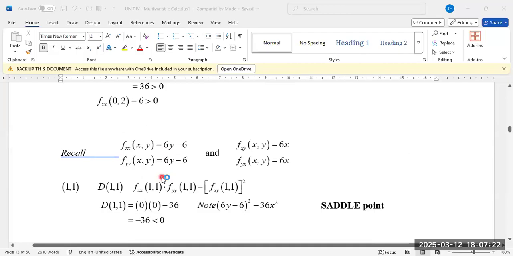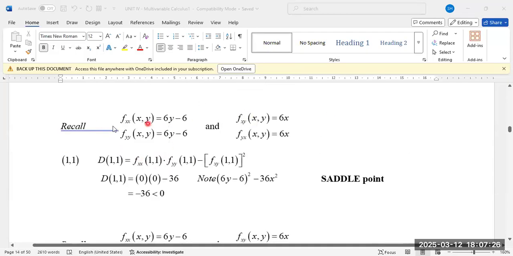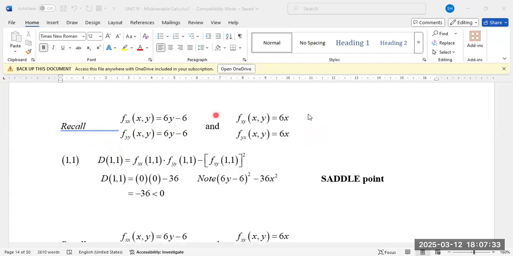All right. Now I'm going to be looking at 1, 1. Again, for ease of convenience, I recalled what my partials look like. At 1, 1, my f of xx, x is 1, y is 1. I don't bother about x because there's no x here, and I don't bother about y because there's no y. 6 times 1 is 6. 6 minus 6 is 0. Whoa, so we have 0 and 0.